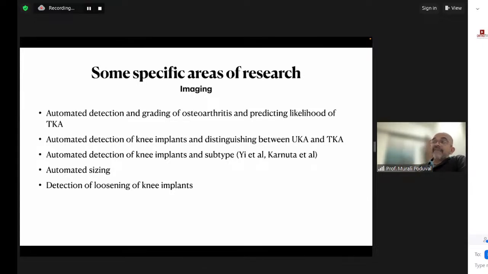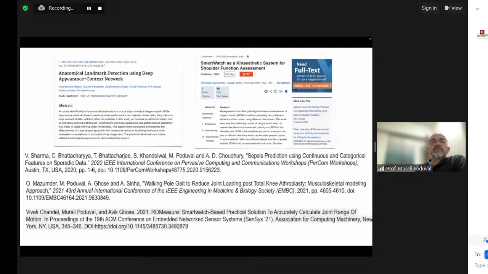As many as 9 different types of knee implants were distinguished in various papers published over the last 2 to 3 years. Automated sizing is becoming a reality. And of course, in the long run, what we need is the detection of loosening of the implant, on which there is some work going on, including from our side. So these are some of the papers that we have published on AI and ML.